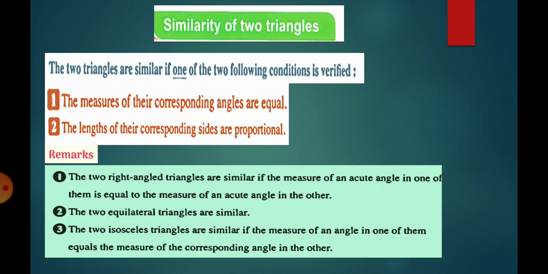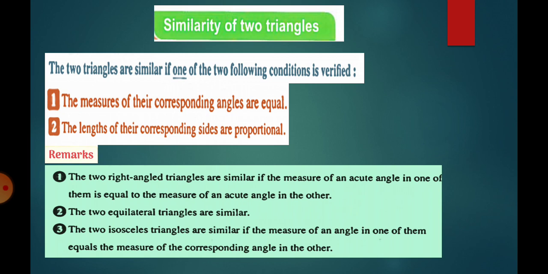If two right triangles are similar, if the measure of an acute angle in one of them is equal to the measure of an acute angle in the other. Right angle triangle means one of the angles equals 90 degrees. If we find the acute angle in the first triangle equals the acute angle in the second triangle, so the third angle equals the third angle, then the two triangles are similar.